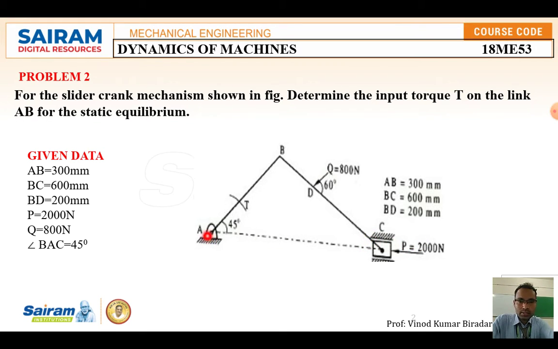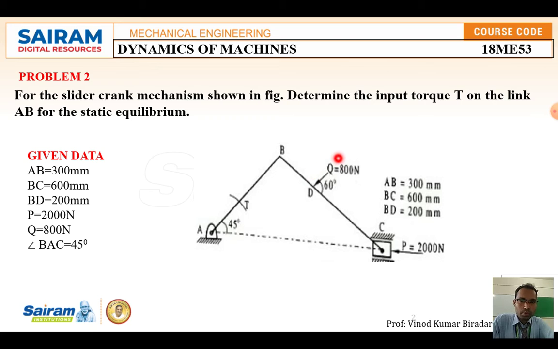Point A and point C are fixed, so you denote it as link number 1. This AB link is assumed as link number 2, BC is link number 3, and the piston is link number 4. Between B and C, one external force is applied at an angle of 60 degrees. That is BD, and BD is equal to 200. At a distance of 200, you have to convert to some suitable scale. At a length of 200 mm, one force is acting, that is Q equal to 800 Newton, an external force. So on the link BC, there are three forces acting.